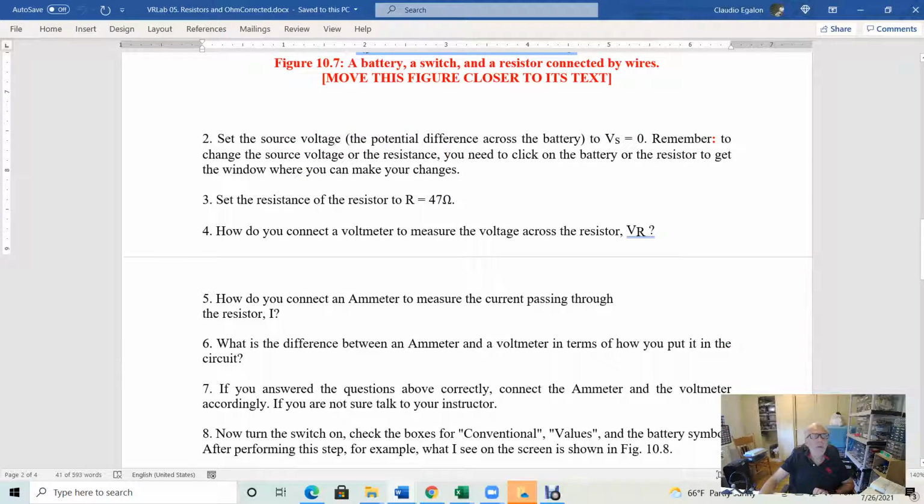Set the source voltage, the potential difference, to Vs equal to 0. Yeah, they put that Vs equal to 0. I wonder why. Let's see. Remember to change the source voltage, you need to click. Okay, so let's go there.